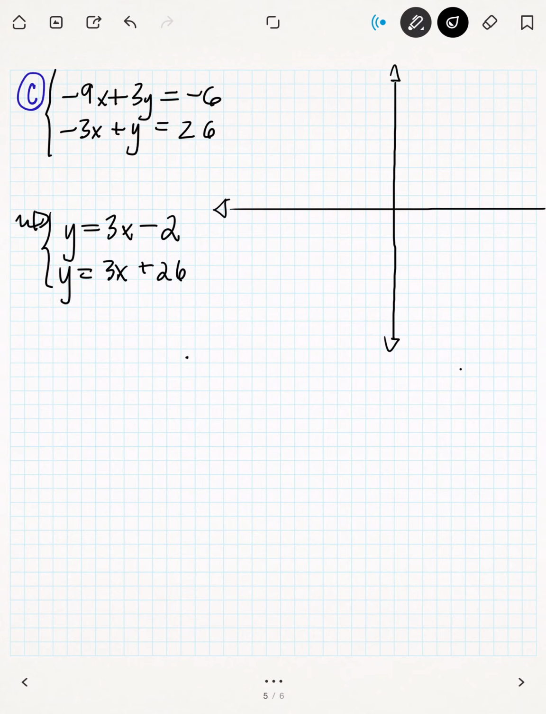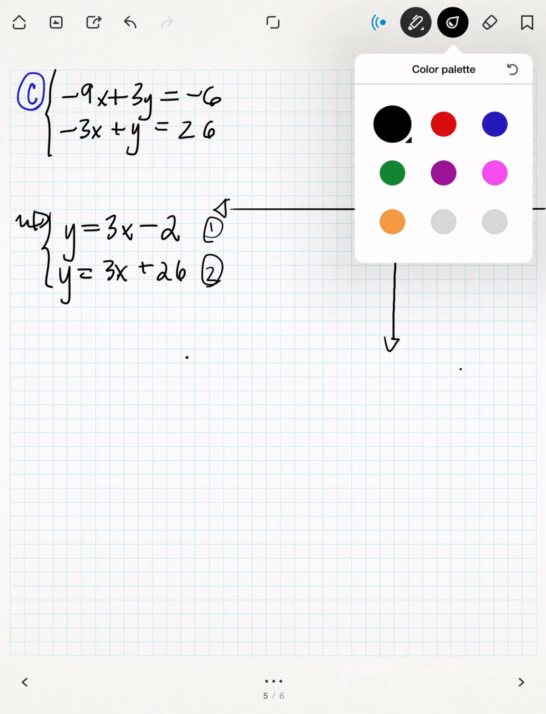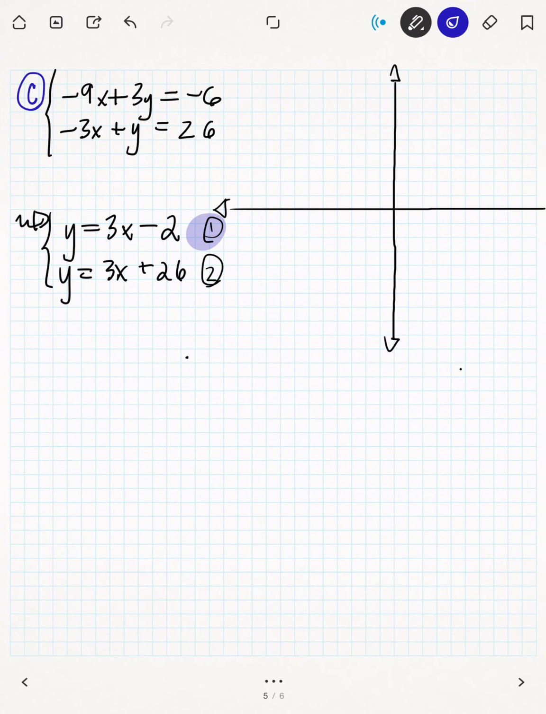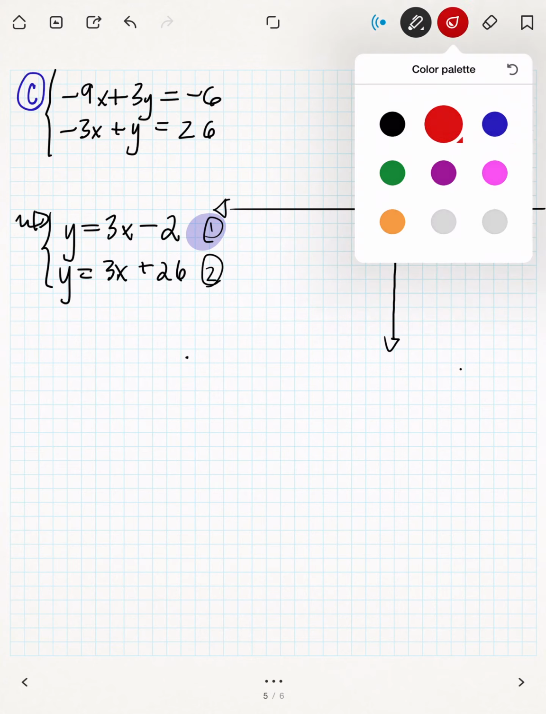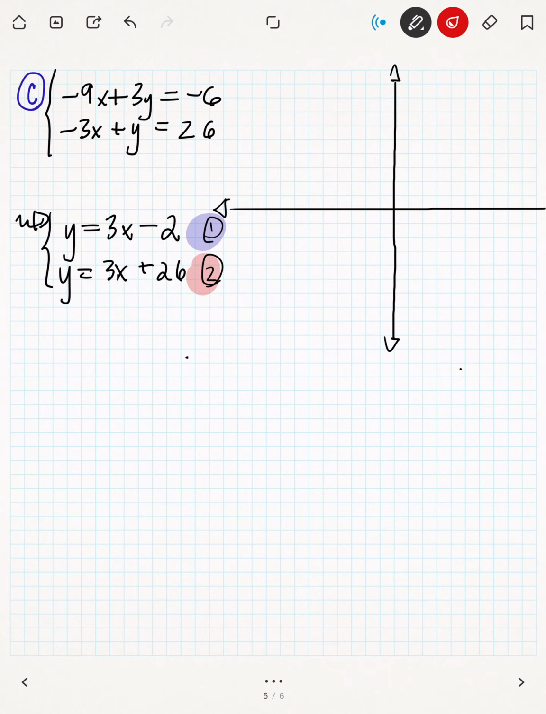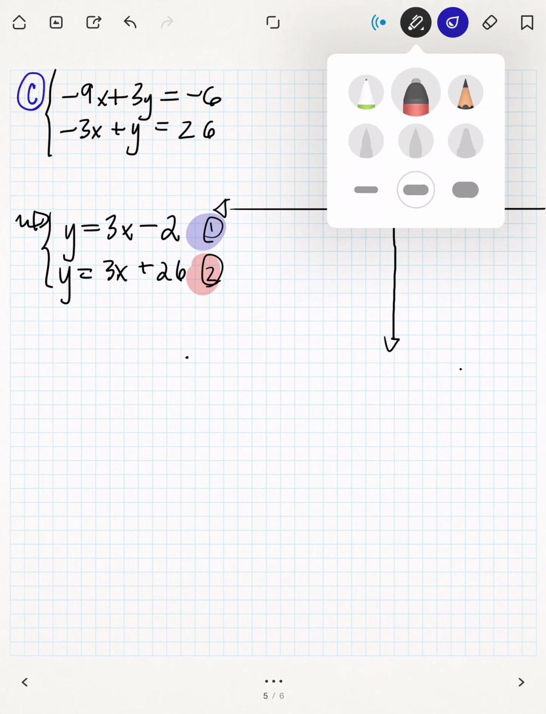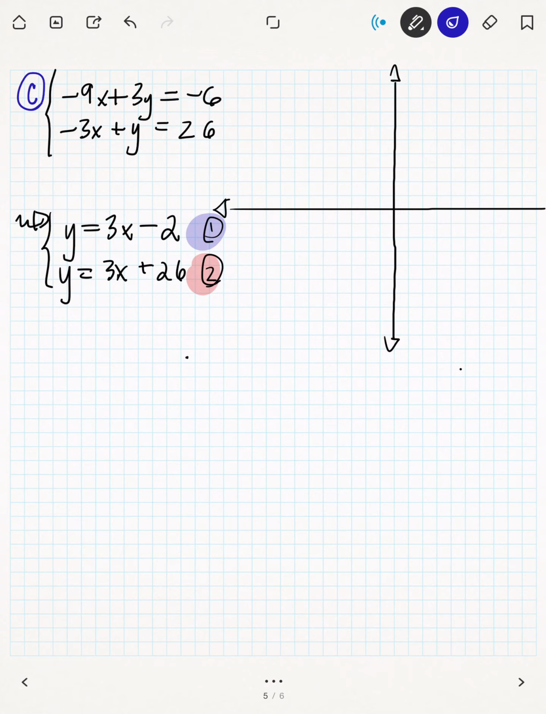Now before you even graph these, you know something about them, right? These have the same slope, but they have different y-intercepts, and lines that have the same slope but different y-intercepts are, remember, parallel. And where would parallel lines intersect? They wouldn't. So already I know that there's not going to be a solution for this, but let's suppose that you don't realize that on an exam and you go ahead and try to graph them.